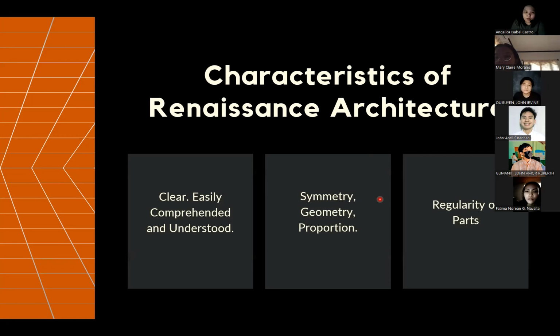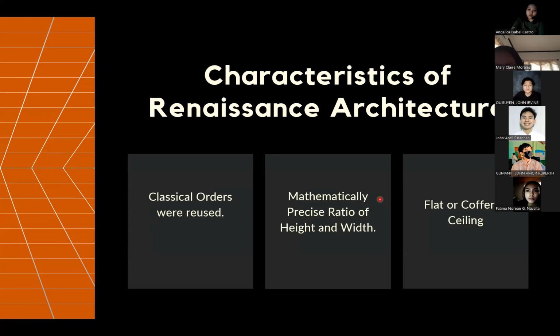They put so much effort into achieving symmetry, geometry, and proportion. Remember, horizontality, the regularity of parts. This is what I meant when I said na they did not want chaos whenever they're looking at the building because it's already chaotic around them. Classical orders were reused. This is the third time we mentioned that. Mathematically precise ratio of height and width. The golden ratio, the golden rectangle.